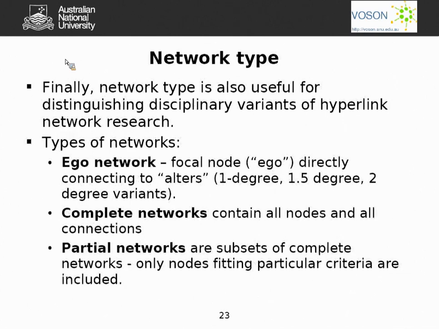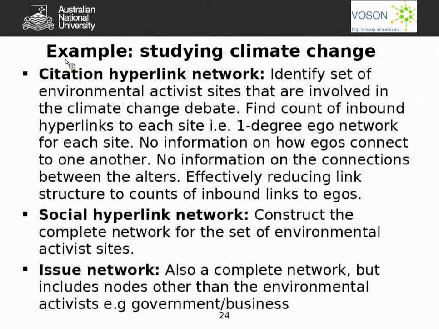And then finally, network type is also useful as a way of distinguishing amongst these three disciplinary perspectives on hyperlink network research. So there's some background there on types of networks, and I know I'm preaching to the converted here. Everyone in this group knows about ego networks, complete networks, and also partial networks. So how is this useful in terms of distinguishing between these disciplinary approaches?